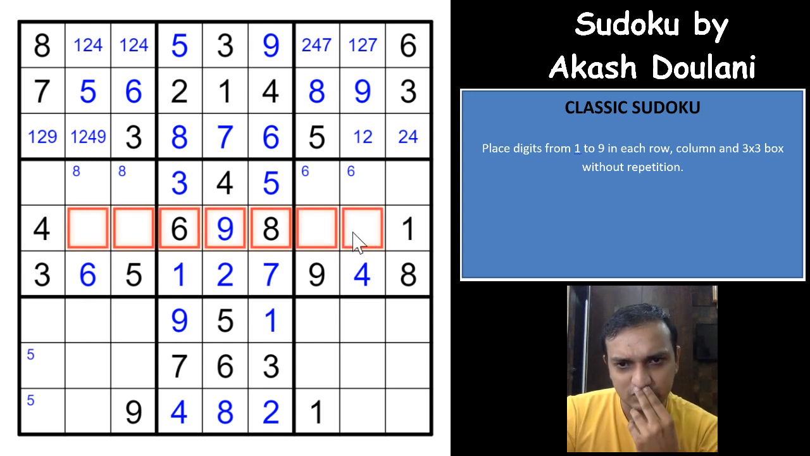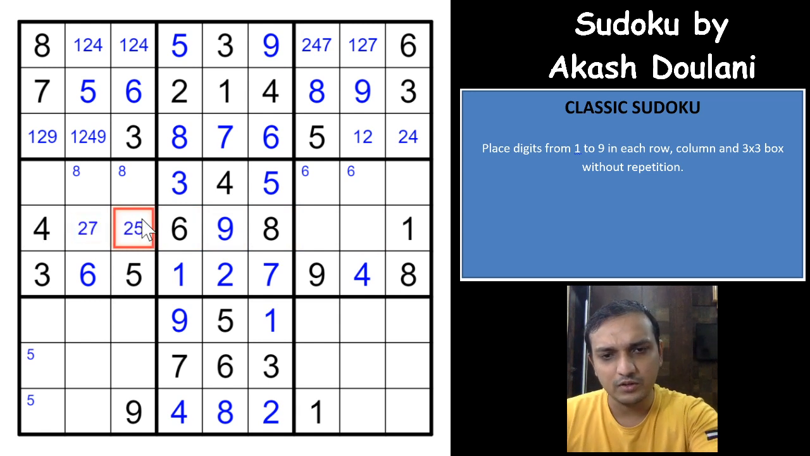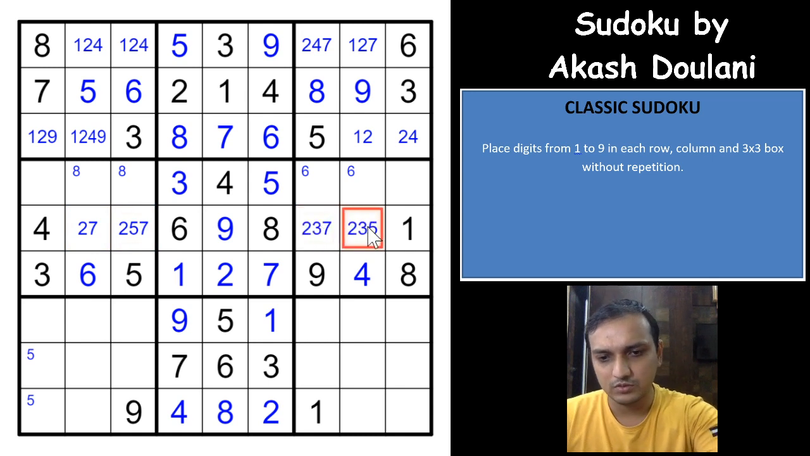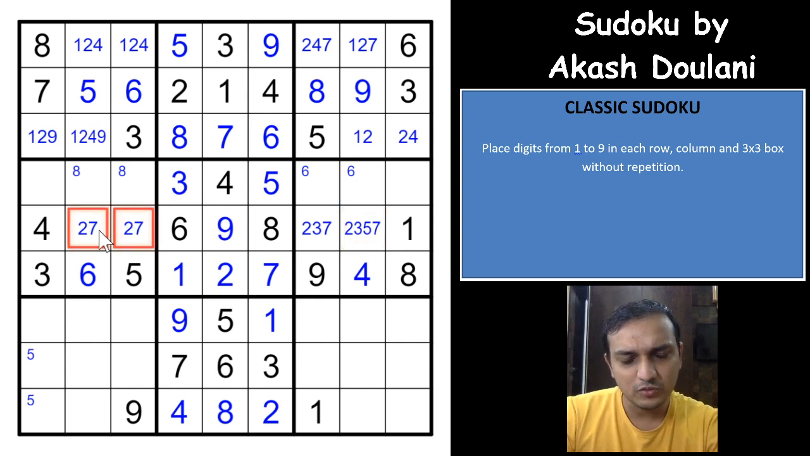So 2, 3, 5, and 7. 3 cannot be here, 5 cannot be here, 2, 7. So 2, 5, 7. Okay, nothing much here. Oh, 5 cannot be here. So you have a 2, 7 pair here.